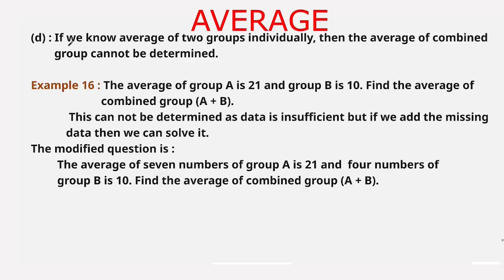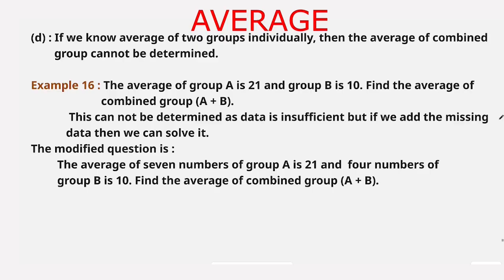Point D. If we know the average of two groups individually, then the average of the combined group cannot be determined. We will learn it by one example. Example 16. The average of group A is 21 and group B is 10. Find the average of combined group A plus B. This cannot be determined as data is insufficient.